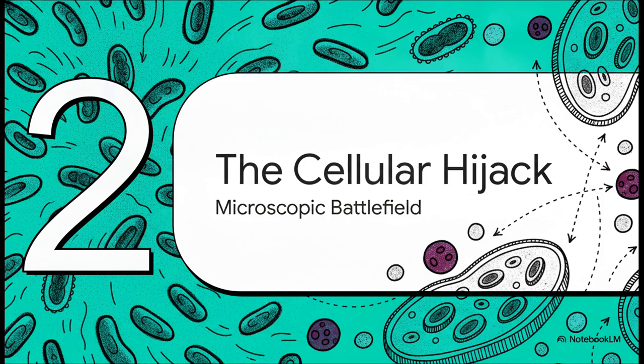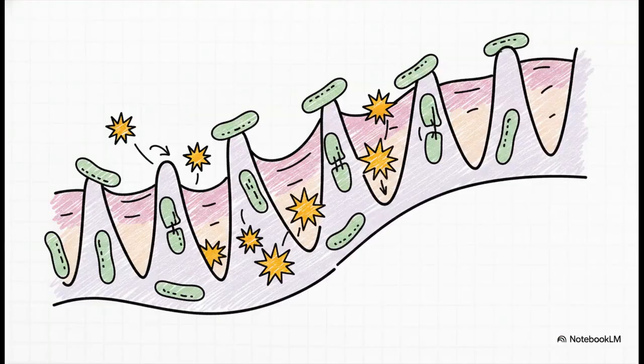Moving on to Section 2, the cellular hijack. So, the pathogen enters the gastrointestinal tract, right? But it doesn't just pass through. It sets up shop. It colonizes the environment, multiplies its numbers, and then initiates its primary weapon. It drops a very specific exotoxin directly from its cytoplasm. Since this toxin acts on the gut, we call it an enterotoxin, specifically the cholera toxin.